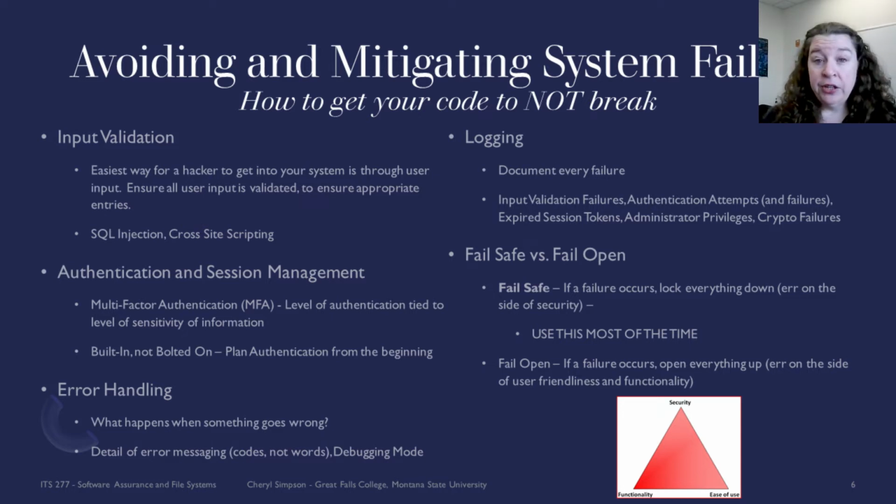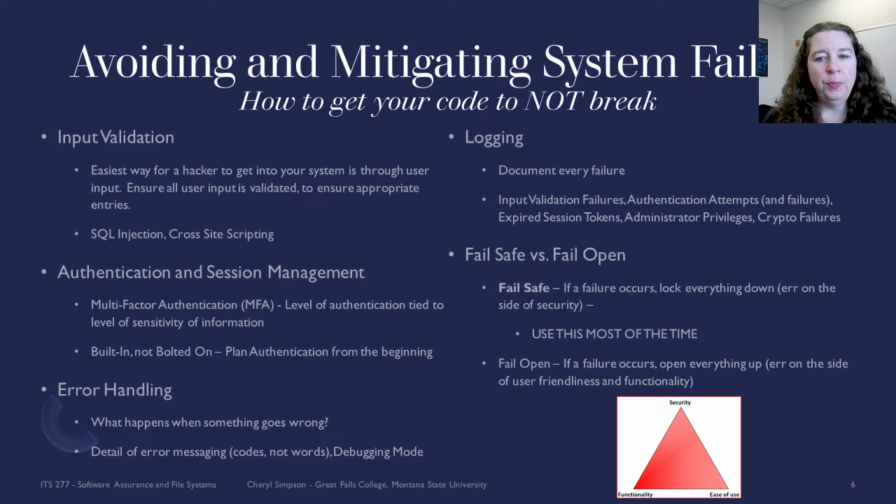When there is a failure, we want to log it. Document every failure that you have. Make sure that if you had any input validation errors or authentication attempts that failed, session tokens that are failing, administrator privileges, make sure that you log all of those, so you can always go back and see whether or not someone's trying to break into your system. And the last part about this slide is going to be your fail safe versus your fail open. We almost always want to fail safe. If the system crashes, if we fail, lock everything down.